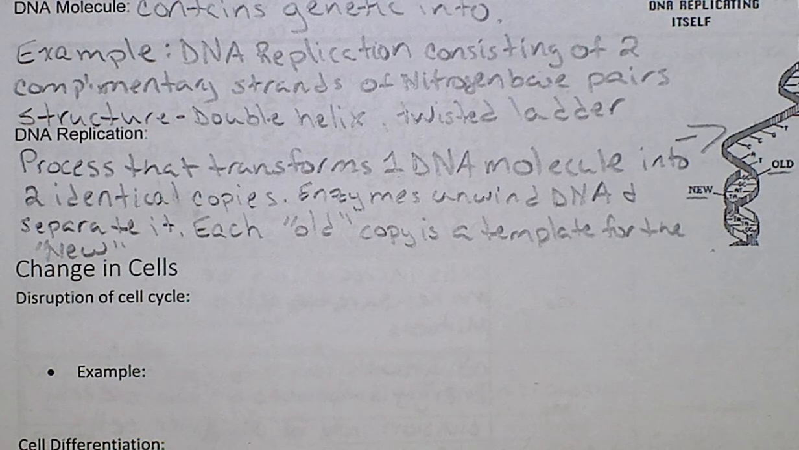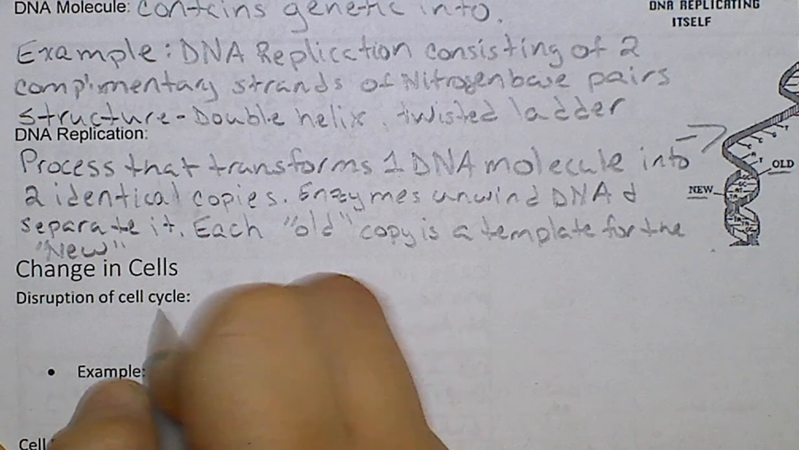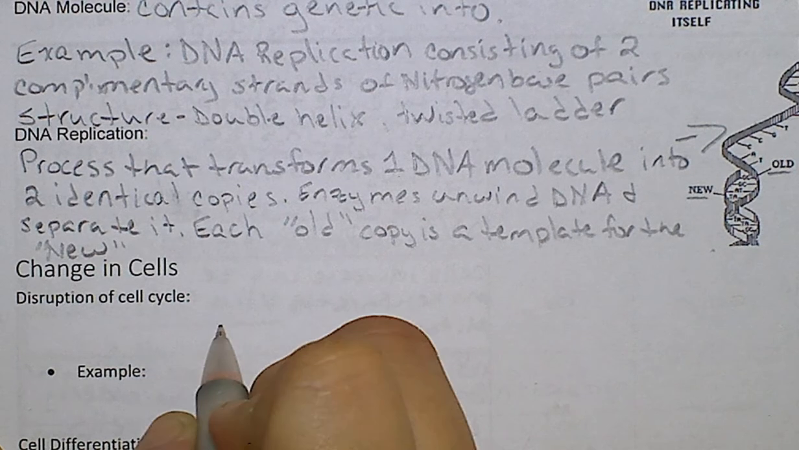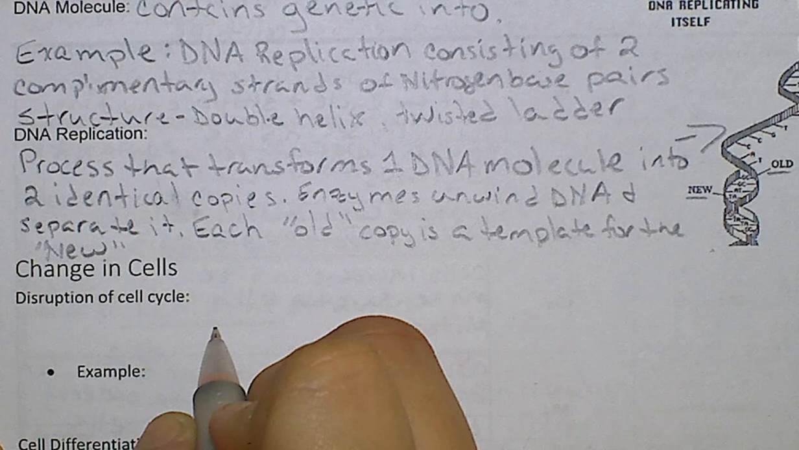Okay. Changes in the cell. So we start off with disruption of the cell cycle. So loss of control within the cell cycle can lead to diseases like cancer.